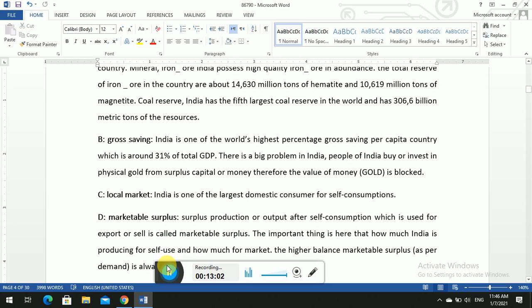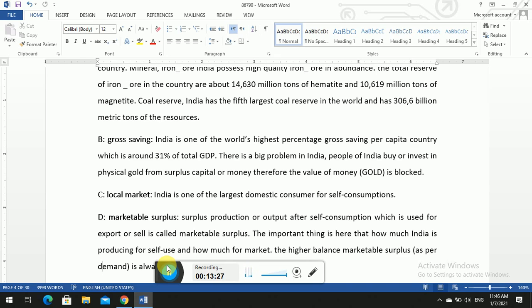People, as we all know, Indians are the most invested in gold. They love to wear more gold, so that's why. In the local market, India is one of the largest domestic consumers for self-consumption. So they are having different things, and they're producing it by themselves and they're consuming it by themselves as well.